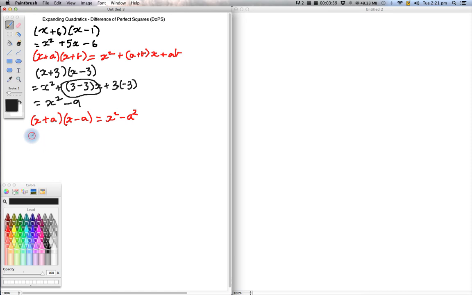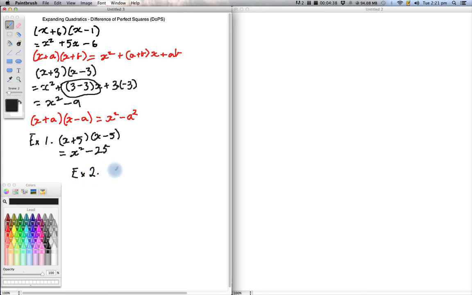Example 1. Suppose we had (x + 5)(x - 5) and we want to expand it. It's x squared minus whatever that number is squared, which is 5, so minus 25. That's quite a straightforward, easy example.